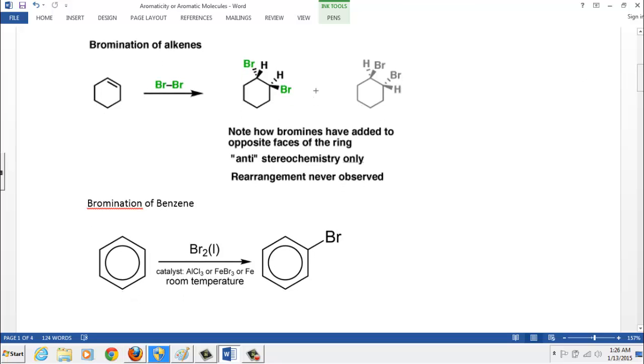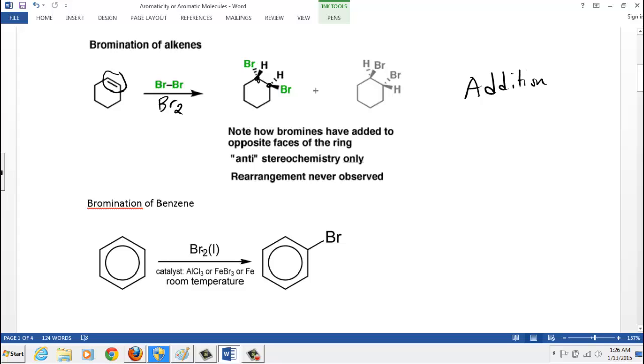Okay, what's this unusual stability that we're talking about? Well, here's an example that illustrates that point. If you take Br2 and react it with an alkene, just a simple carbon-carbon double bond, the double bond goes away. In the reaction, where there used to be a double bond, now there's two bromine atoms. That's an addition reaction.